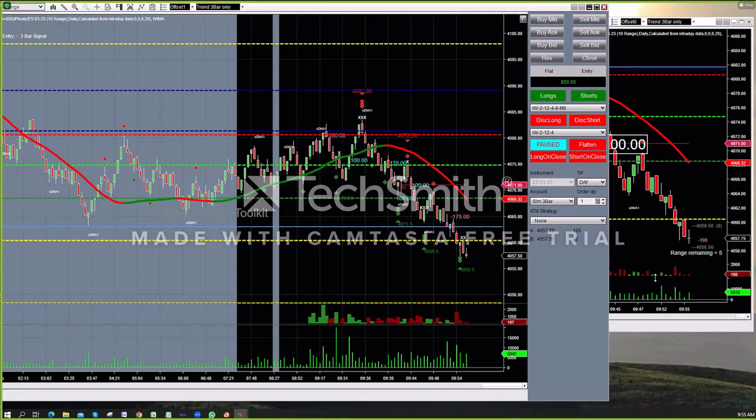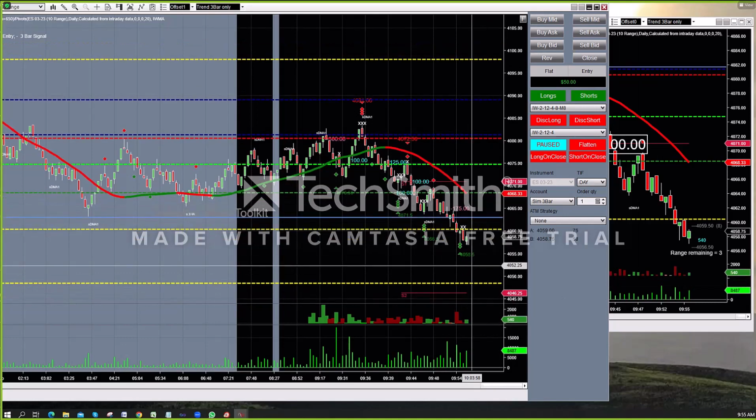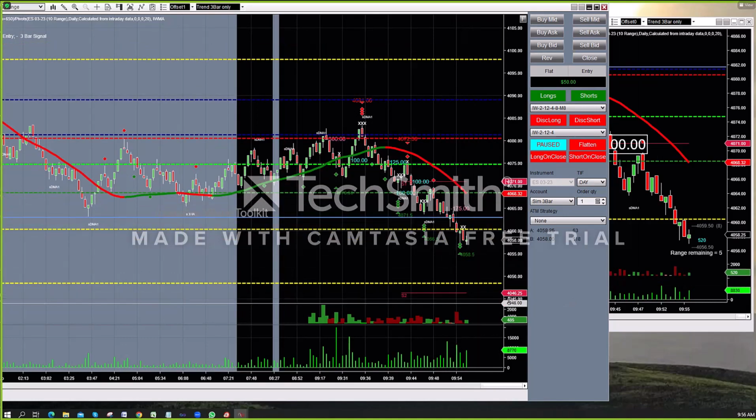Oh man, it may not. It may crash and burn here. What's your next yellow line? It's down here, the next swing. Oh, we got S2 below us. Mm-hmm.